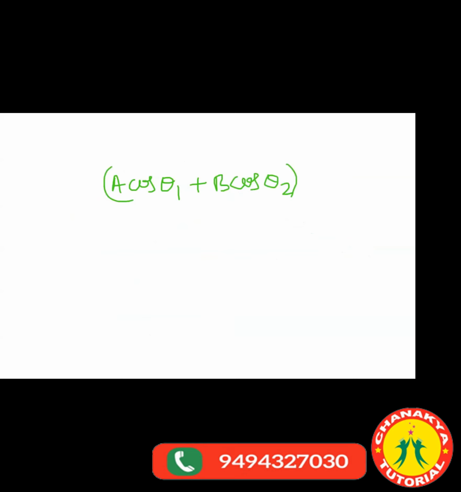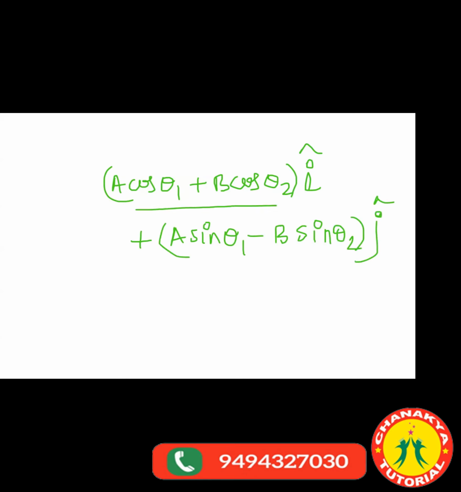This whole thing is in which direction, students? In the i direction, right? In the y direction, what is there? A sine theta 1 plus minus b sine theta 2, because in the negative y direction, it is minus b sine theta 2. See, this is the magnitude, this is the direction. So this is my whole a plus b vector, a vector plus b vector.